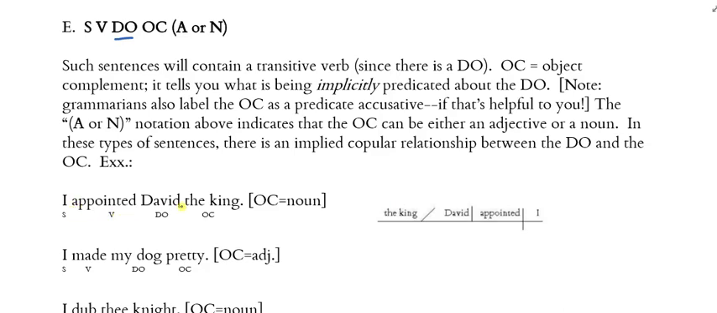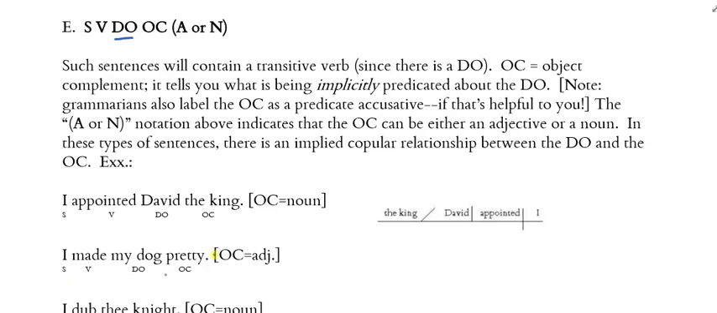Take the sentence, I appointed David the king. Okay? David is not the king yet, and then I have the authority to go and appoint him, and as a result of that, he's now the king. So I appointed David to be the king. That's the idea here. So there's an implied copular relationship between David and king. David is the king. So I appointed David the king.